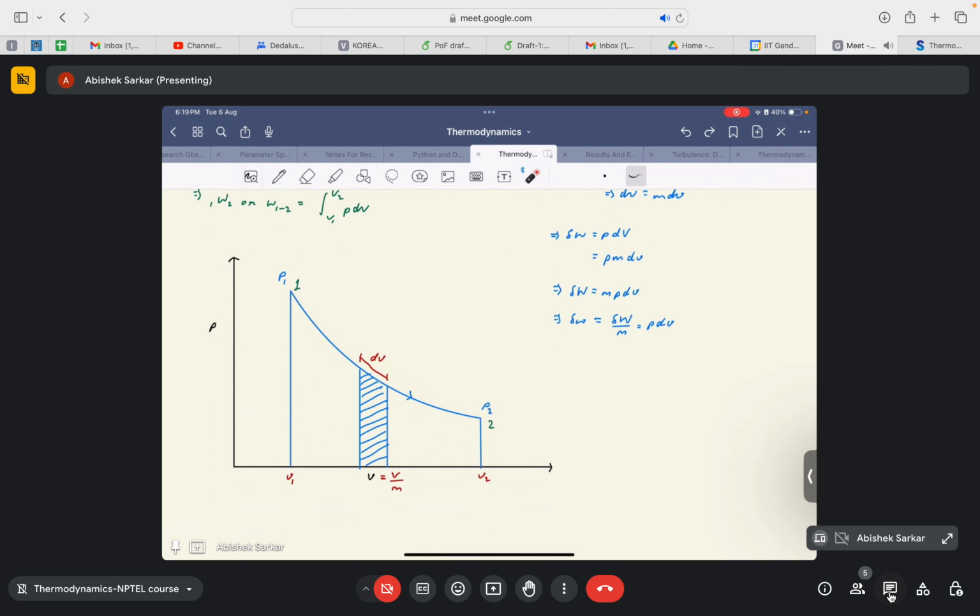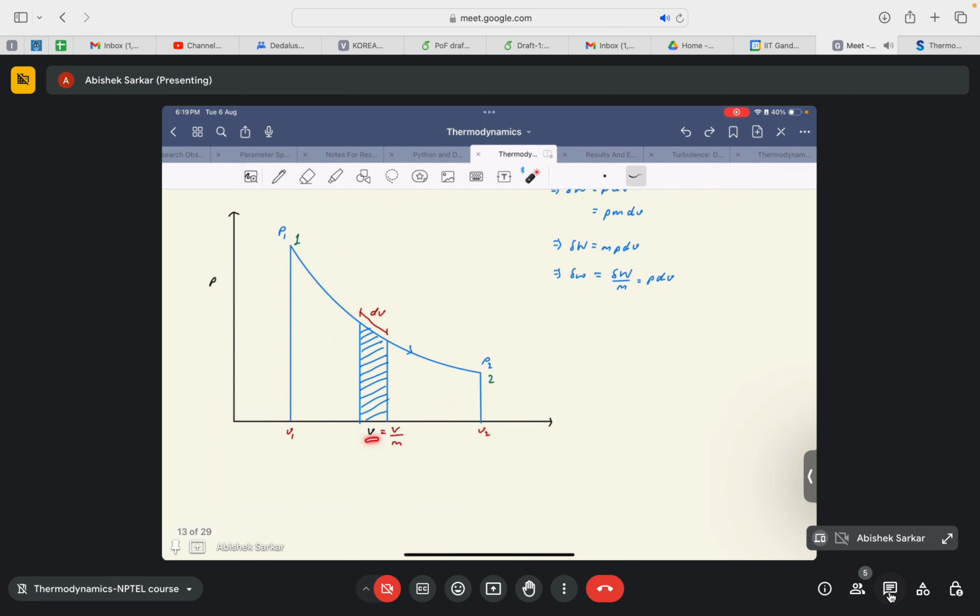Again, this V can be either volume or specific volume depending upon the problem. If you are dealing with specific volumes in the problem, then this V means specific volume. If it is mentioning total volume or volume V, then it's the total volume, not the specific volume, depending upon the problem.